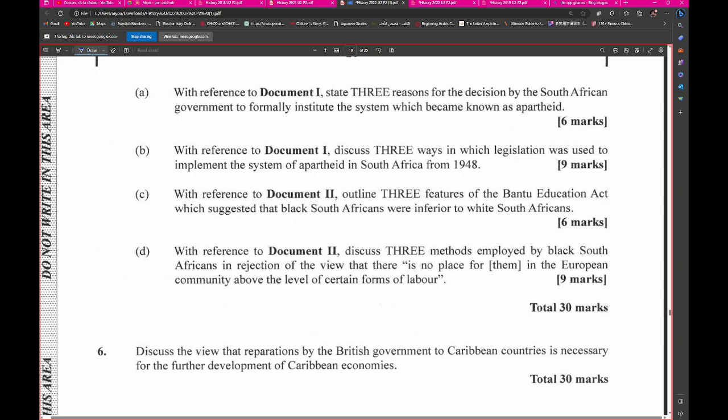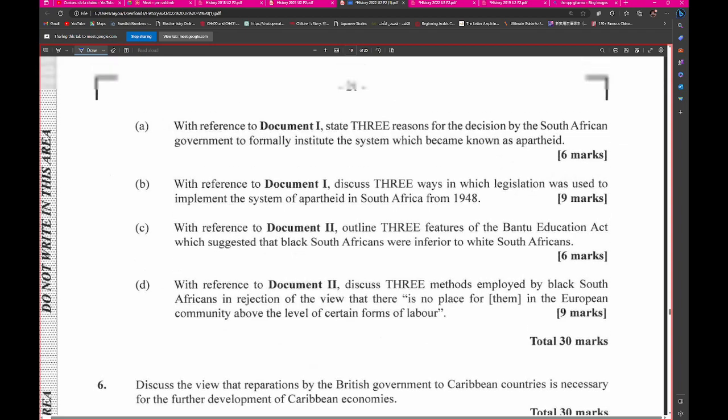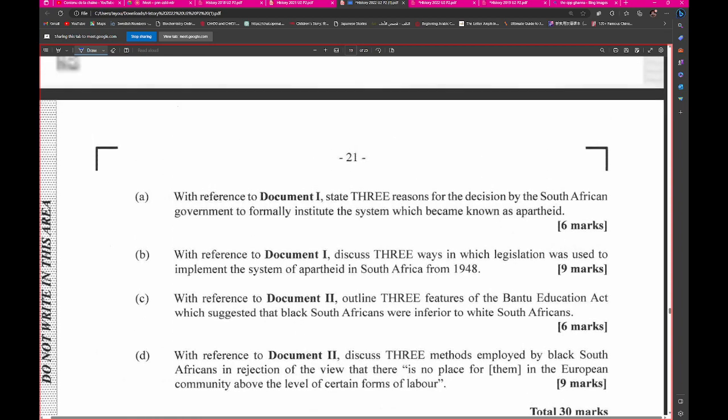With reference, every single time let me scroll up because I'm going to answer the reparations question there. Okay. With reference to document 2, discuss 3 methods employed by Black South Africans in rejection of the views that there is no place for them in the European community above the level of certain forms of labor.